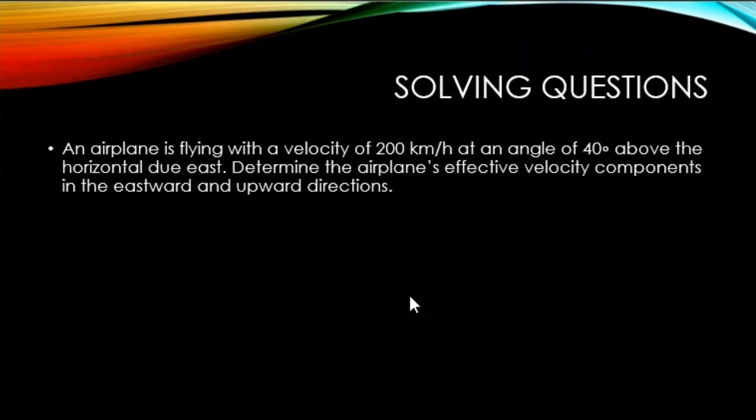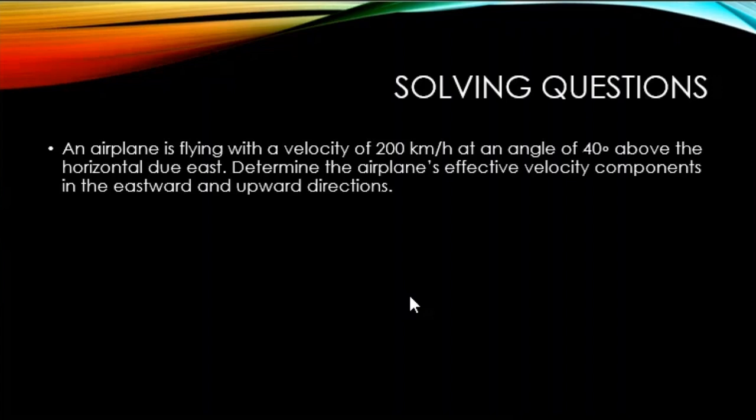An airplane is flying with a velocity of 200 kilometers per hour at an angle of 40 degrees above the horizontal due east. Determine the aeroplane's effective velocity components in the eastward and upward direction.